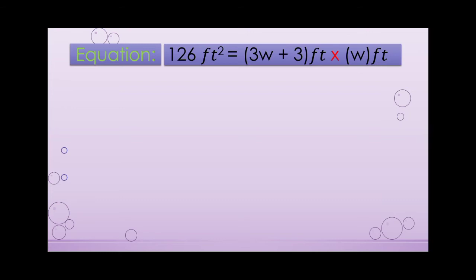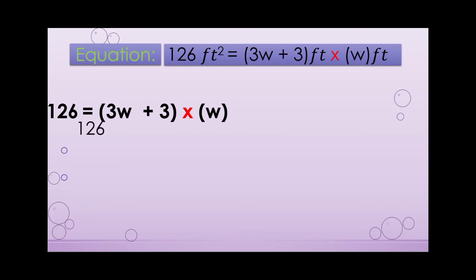So, ngayon, alisin muna natin ang unit. So we have 126 is equal to 3W plus 3 multiplied by W. So ngayon, alisin natin ang mga grouping symbol by multiplying 3W plus 3 by W. So we have now 126 is equal to 3W multiplied by W, which is 3W squared. Then 3 multiplied by W is 3W.